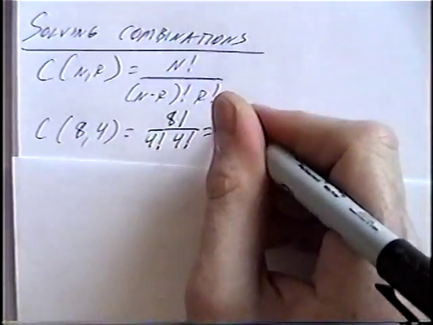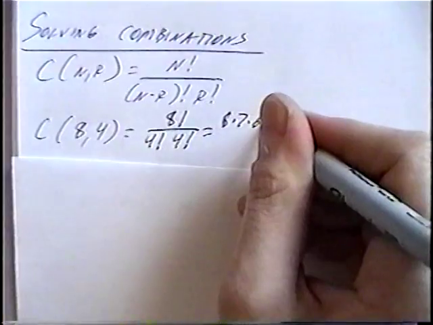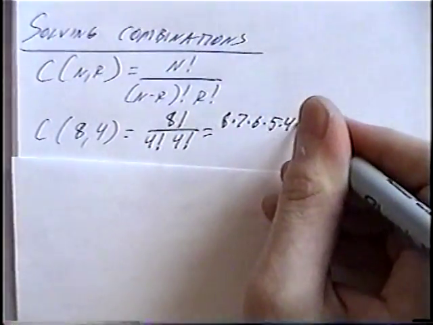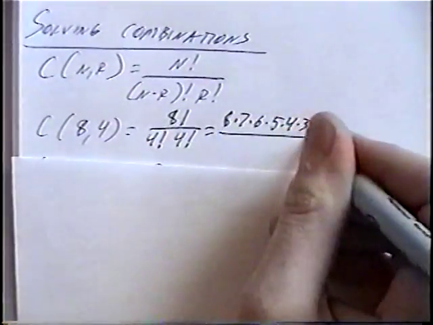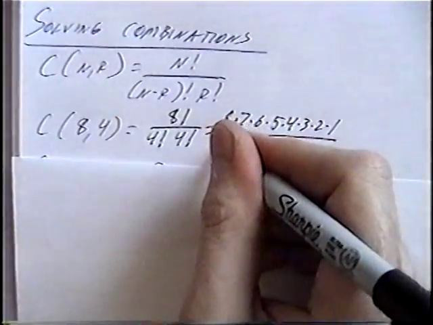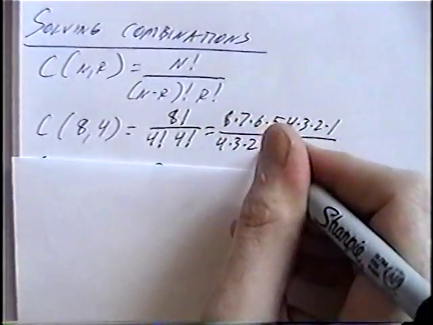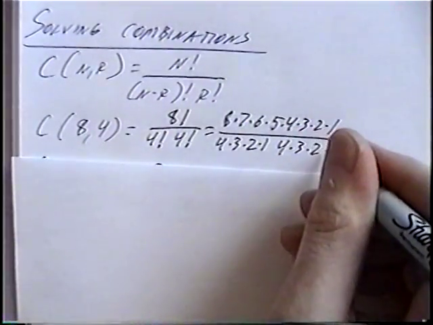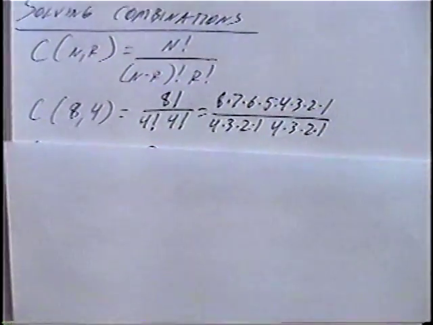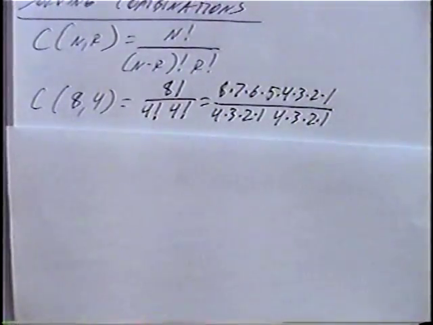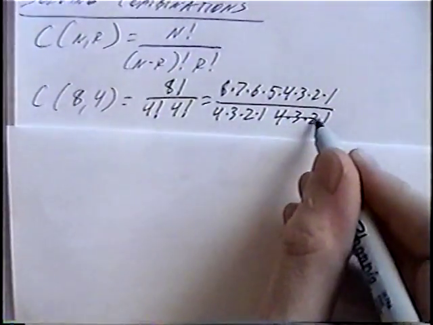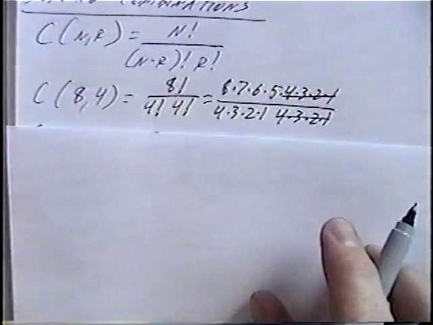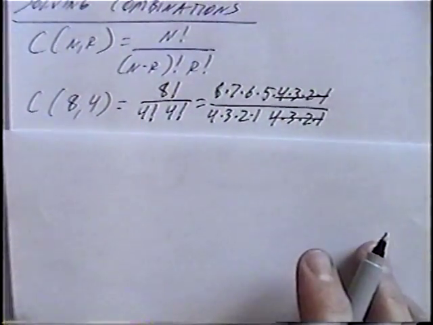Writing this out, 8 factorial would be 8 times 7 times 6 all the way down to 1. 4 factorial would be 4, 3, 2, 1. And another 4 factorial would be 4, 3, 2, 1 again. Again, one shortcut on this, the 4, 3, 2, 1 in the denominator and numerator, you can cancel out. From here again, we could multiply straight across and divide out to get our answer.